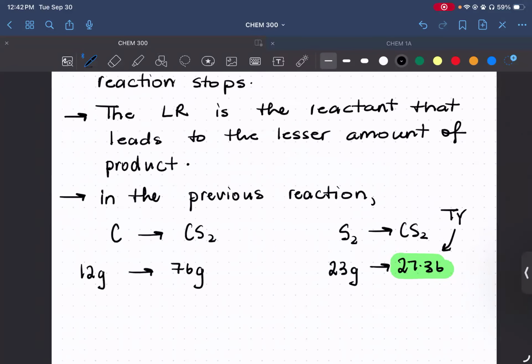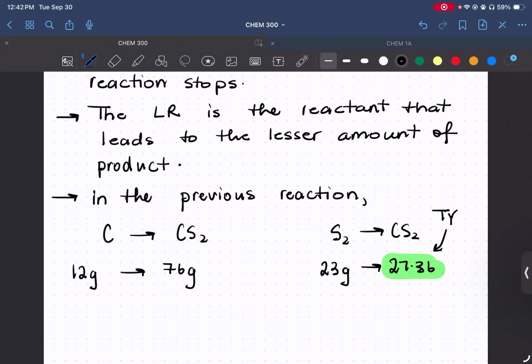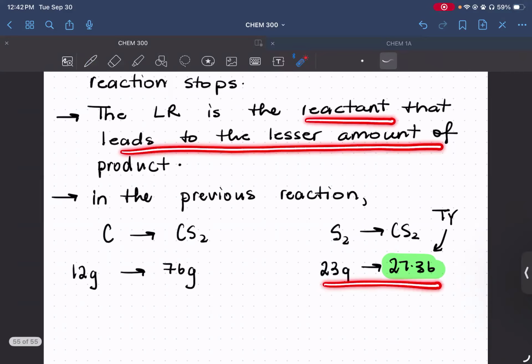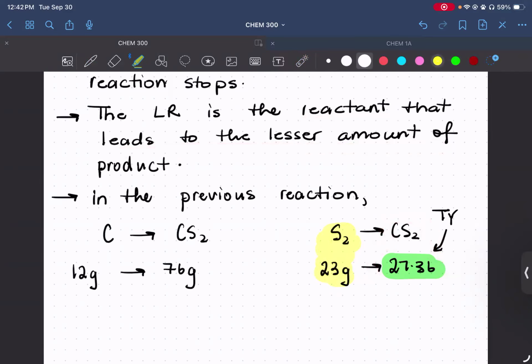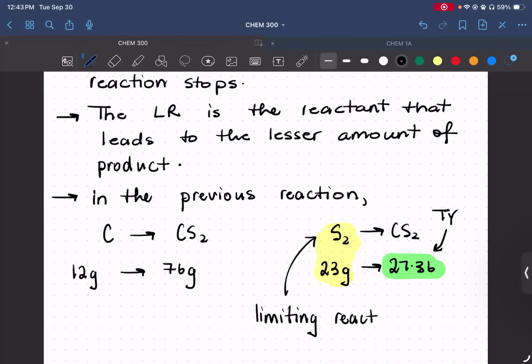So then which one is the limiting reactant? The sulfur. The limiting reactant is the reactant that leads to the lesser amount of product. We previously had deduced that CS2, the lesser amount, was 27.36. This is what tells us that the sulfur is the limiting reactant in this reaction. The limiting reactant is not something for you to calculate. It's simply something for you to label or identify.